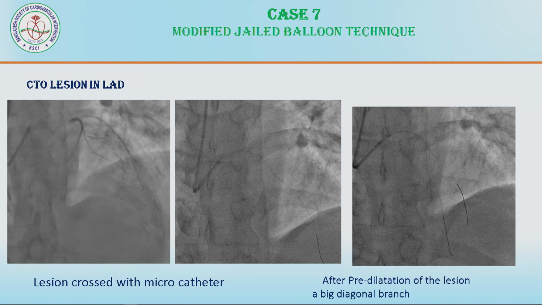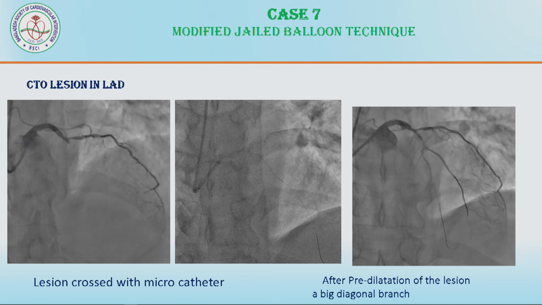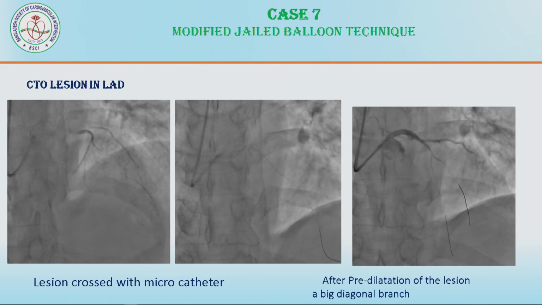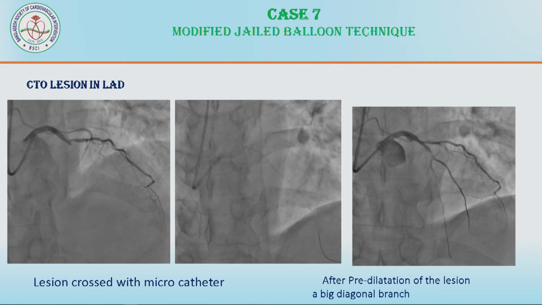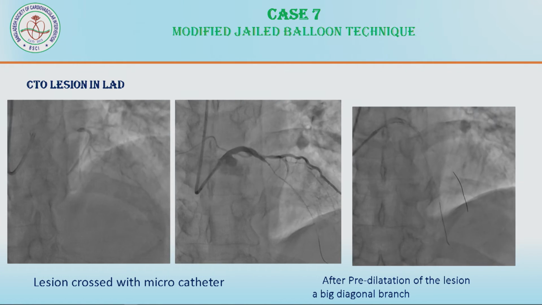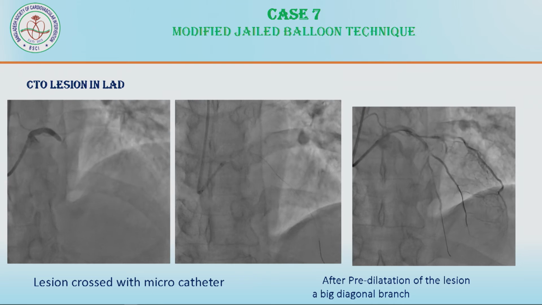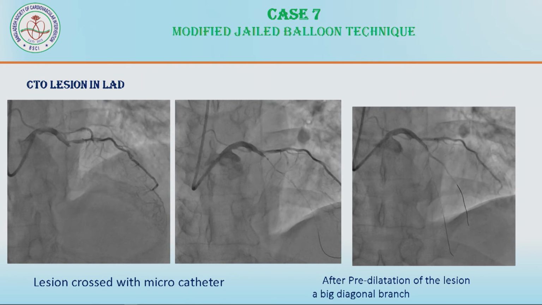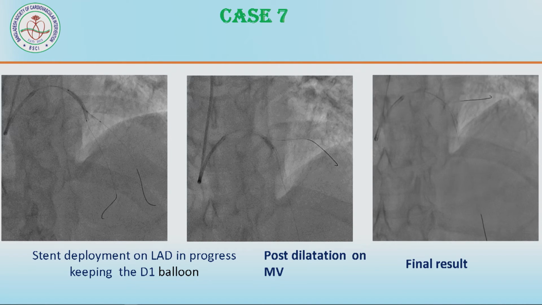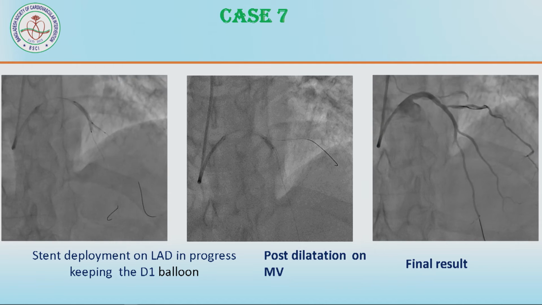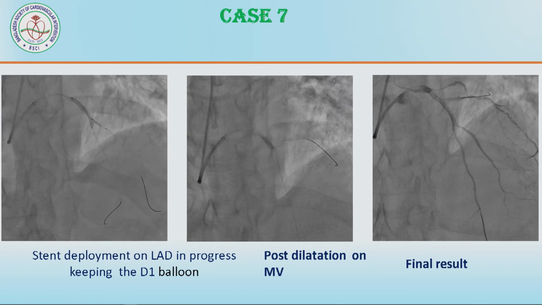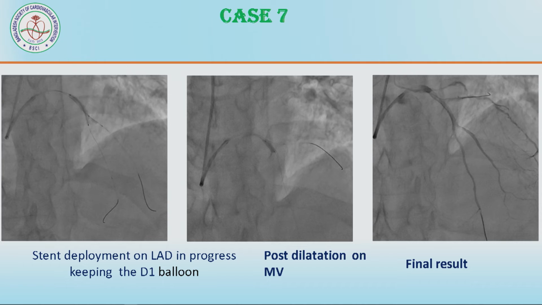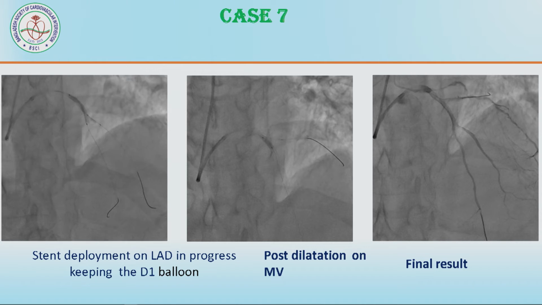Another modified jailed balloon technique. Here there was a CTO and a lesion in the LAD. The lesion was crossed with a microcatheter, and then pre-dilatation. After the pre-dilatation, there was a big diagonal, 111 Medina. So the main branch was stented with a jailed balloon in the side branch. Then post-dilatation done, and this is the final result.